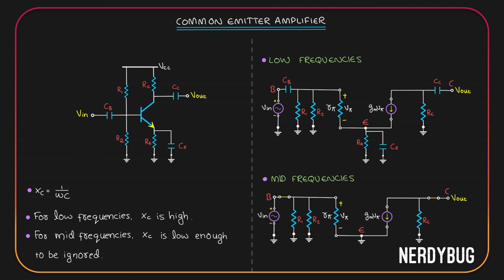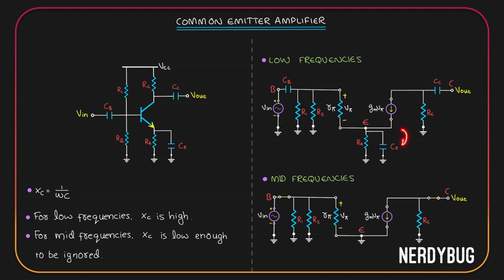And when I shorted CE, RE became shorted, so I removed it. So we can say that as the frequency of the input signal decreases, the capacitive reactance increases and their effect in the small signal model also increases.